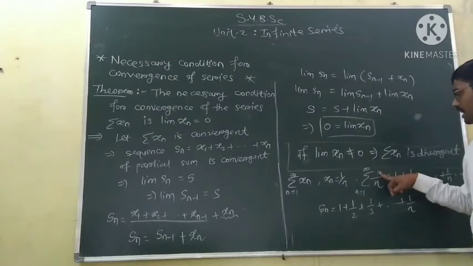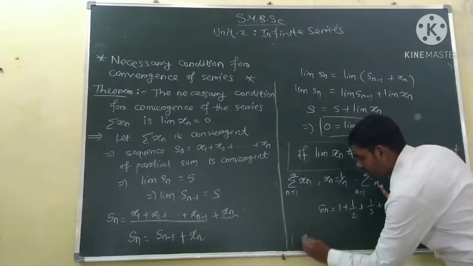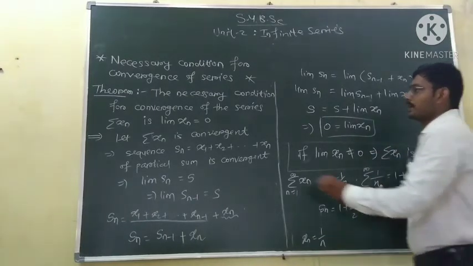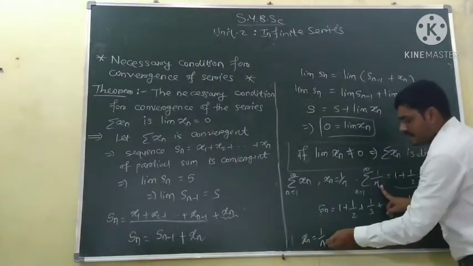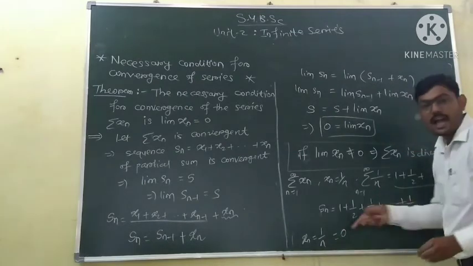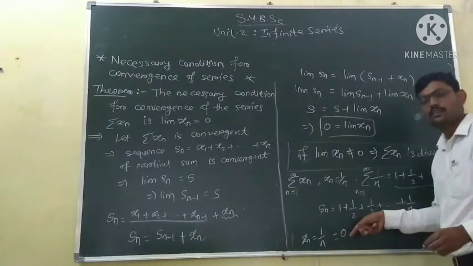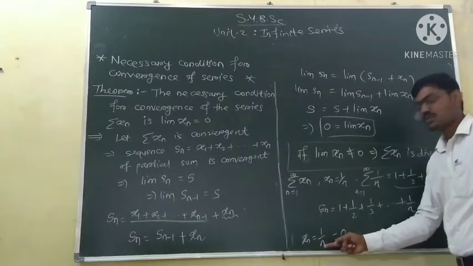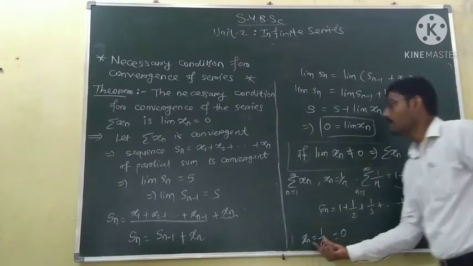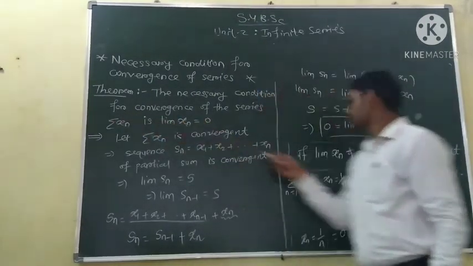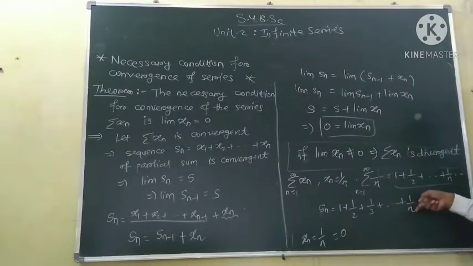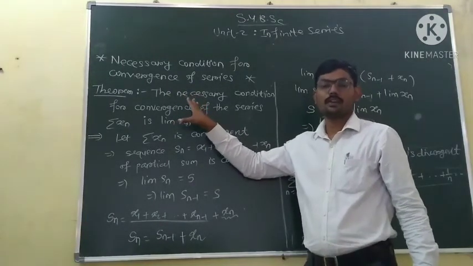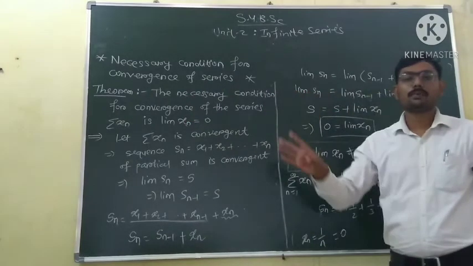But here the nth term xn is equal to 1 by n, and its limit as n tends to infinity is equal to 0. As n tends to infinity, 1 by n tends to 0. So here we get a sequence xn whose nth term is 1 by n and which tends to 0. That is, the limit of the nth term is 0. Still the series is divergent. So this says this criterion is only a necessary condition. It is not sufficient.